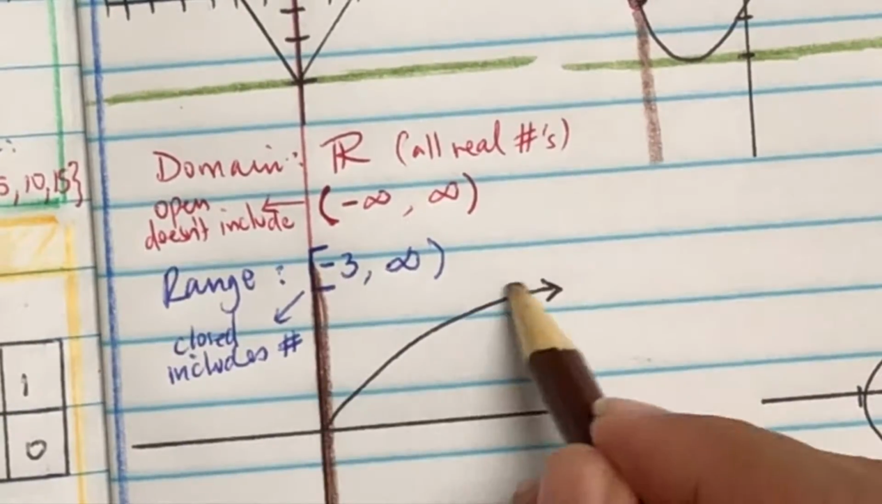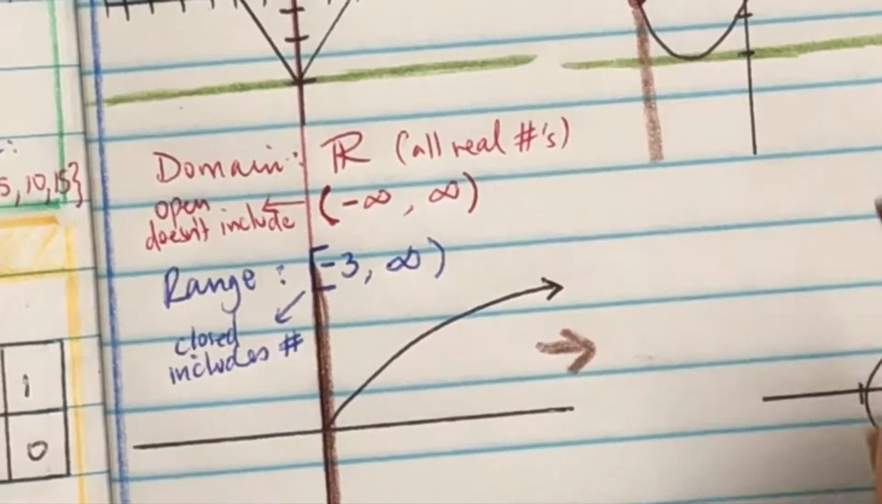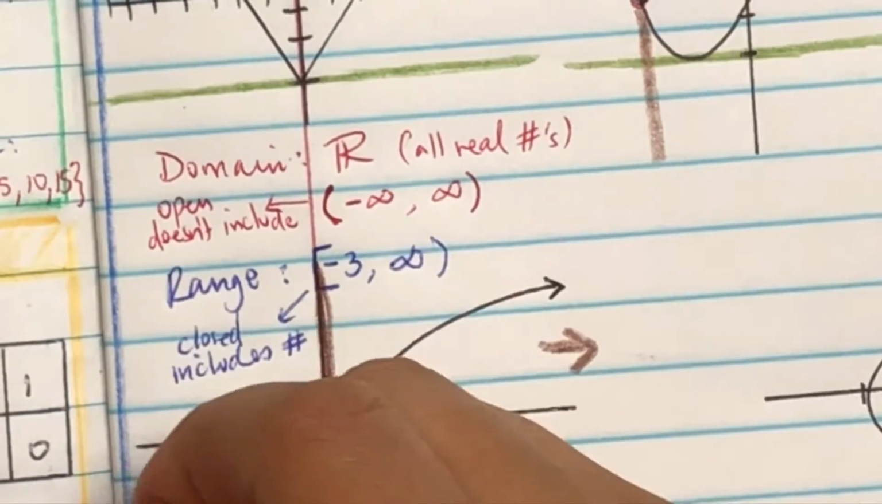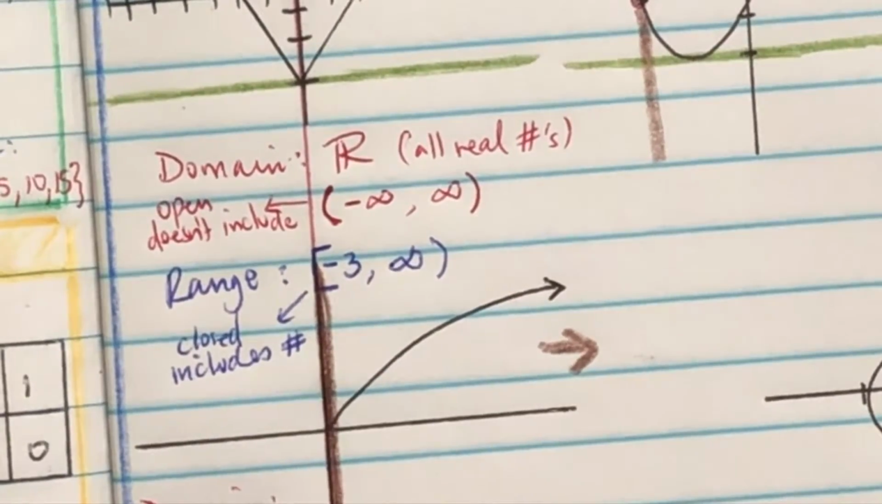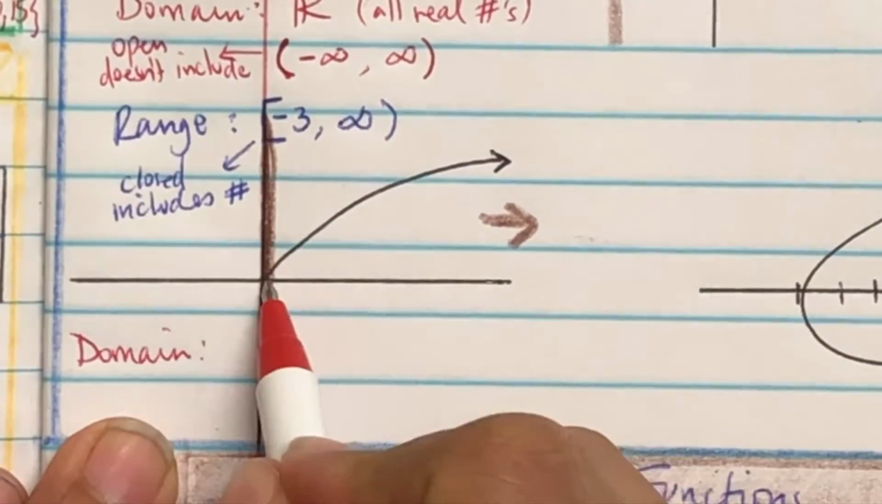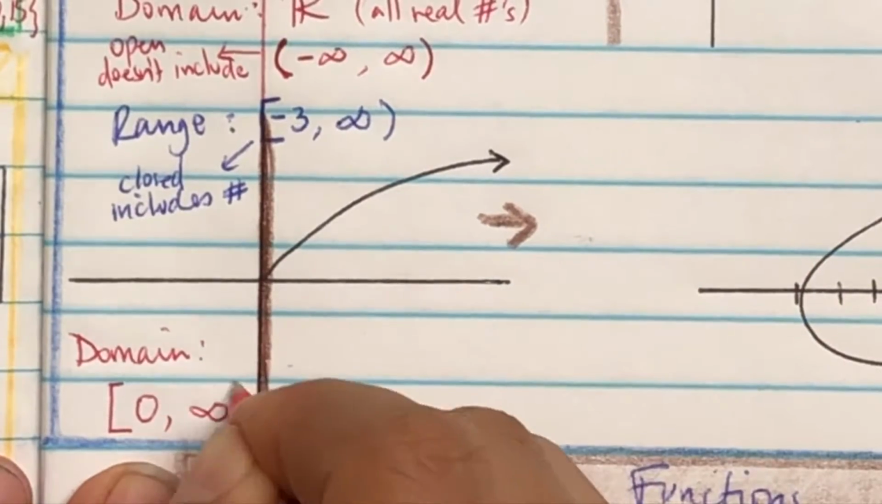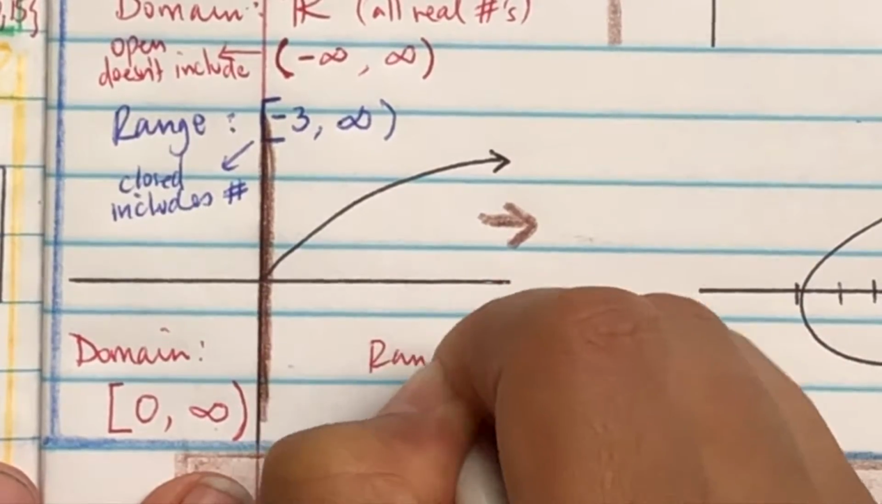All right, again, domain is x. The graph starts right there. And where does it stop? It doesn't, right? Because it goes on forever to the right. So my domain starts at 0. Does it include 0? Yes, because there's a graph at 0. So close parentheses. And it goes all the way to positive infinity because it's going to the right. And that's open parentheses because infinity is not included.